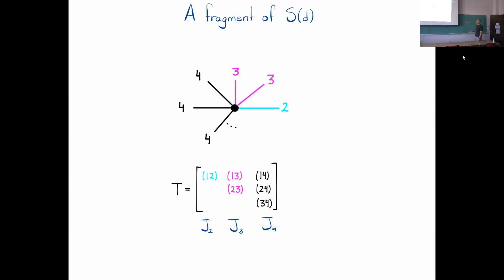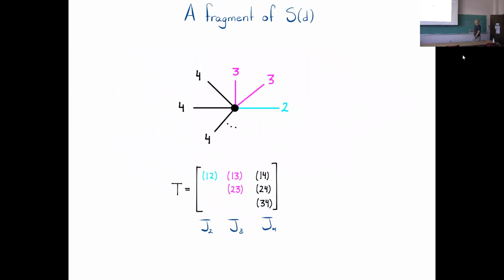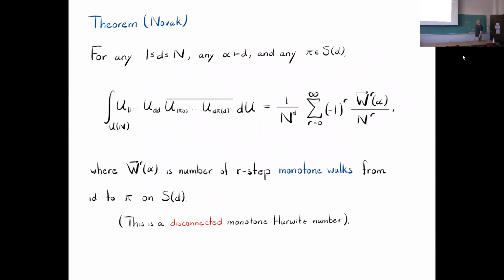The answer is that the Feynman diagrams for integrating over Haar measure are trajectories inside this graph. They're trajectories where you have to go from the identity to whatever permutation pi you want in a monotone way, which means the labels of the edges that you are traversing form a weakly increasing sequence. Those are the diagrams, and the corresponding amplitudes are how many there are. Okay, so this is the theorem.